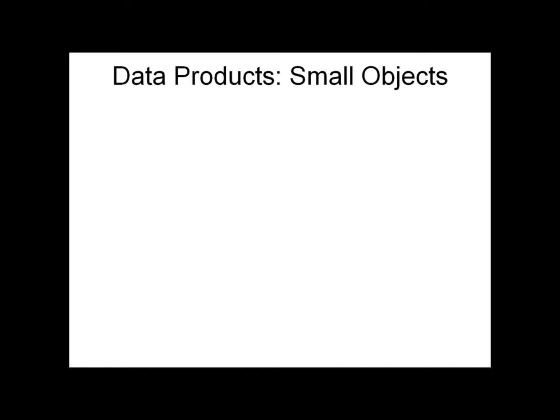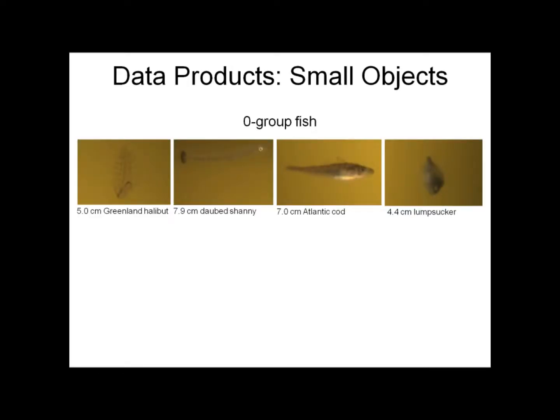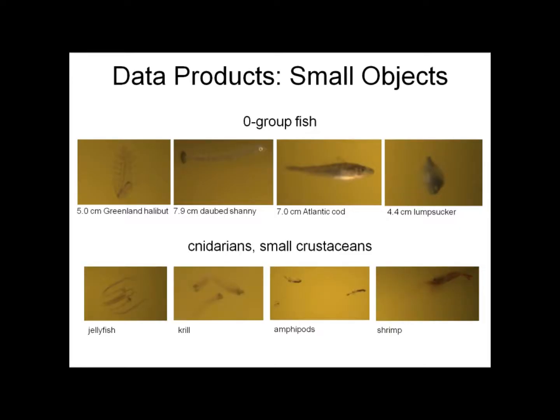We can also look at small objects. I mean, here we're looking at zero group, young of the year fish. So going from tens of centimeter and meter scale, we can look at single centimeter scale as well. Upper left-hand corner is in fact a Greenland halibut, which is nearly translucent, but we're still able to get good enough images to be able to identify and do length measurements. And we're not limited to fish. I mean, we can also look at things like jellyfish, small crustaceans, krill, amphipods, shrimp.